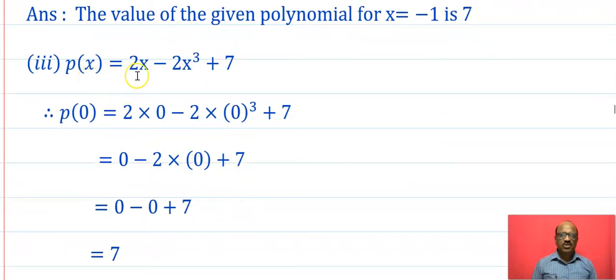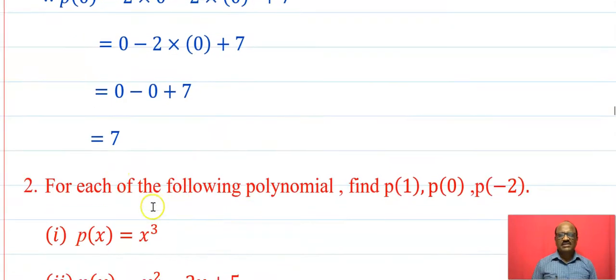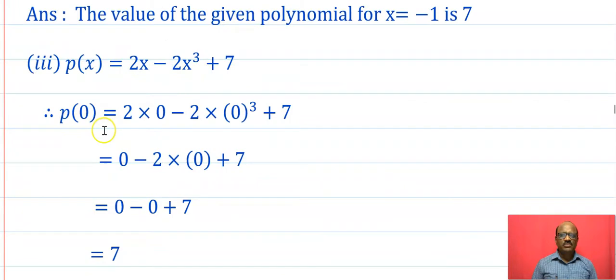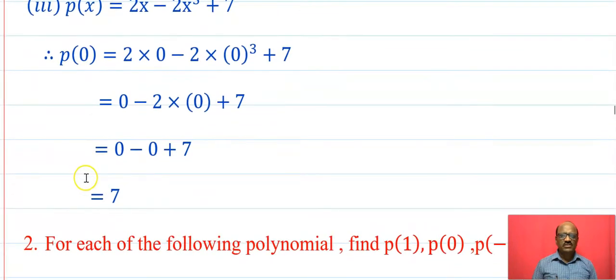Third, that is p of x is equal to 2x minus 2x cube plus 7. Put x equal to 0. Replace x by 0. 2 into 0, then you will get 0. 2 into 0 cube, that is 0. Overall you will get 0. And the constant is as it is. Therefore, the value of the polynomial when x is equal to 0 is 7.